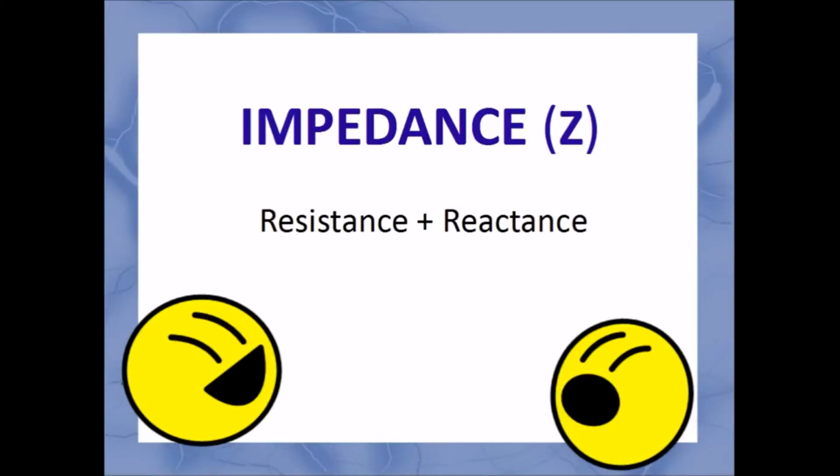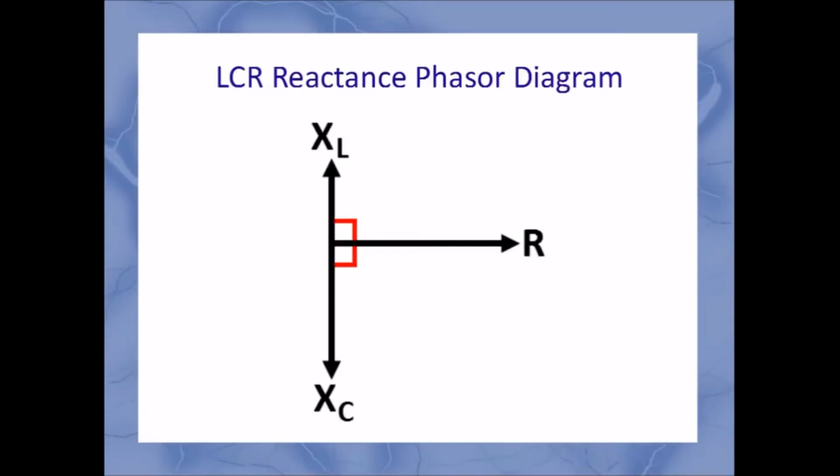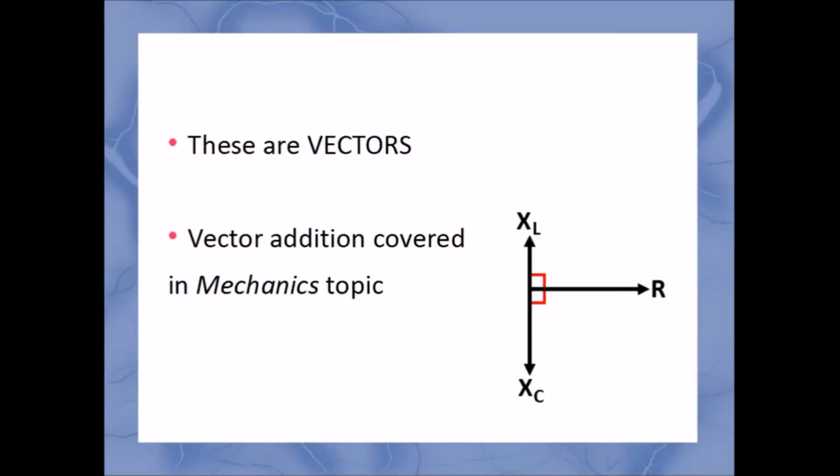Impedance is found by taking the resistance of the resistor and adding it to the reactances of the capacitor and the inductor. But it's not as simple as adding three numbers and pushing the equals button. This is the phasor diagram showing those three quantities. Notice they all point in different directions and do not line up. In fact, each reactance phasor is at right angles to the resistance phasor. Therefore, we have to use vector addition to add them all up.